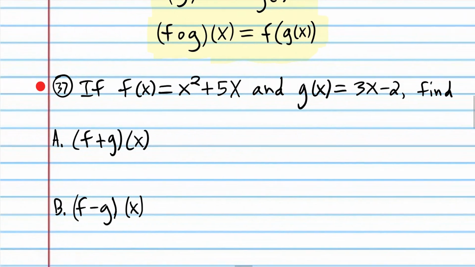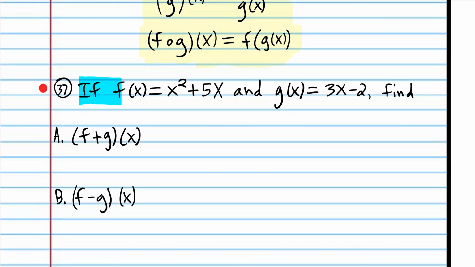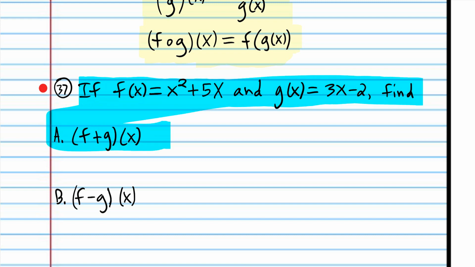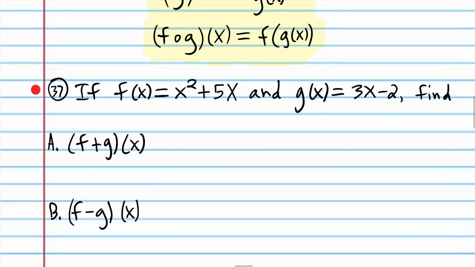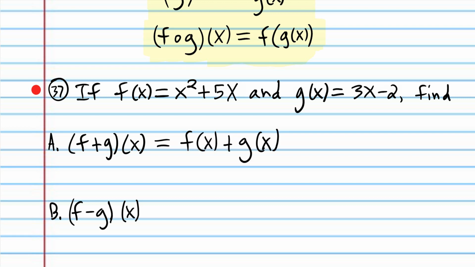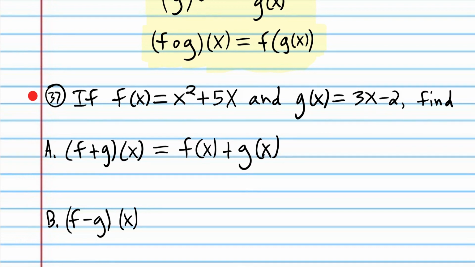Let's do some practice problems. It says if f of x is x squared plus 5x and g of x is 3x minus 2, find f plus g of x. So again, f plus g of x is just f of x plus g of x. Now, this is very confusing because we have all these parentheses, but remember with function notation, parentheses doesn't always mean multiplication.